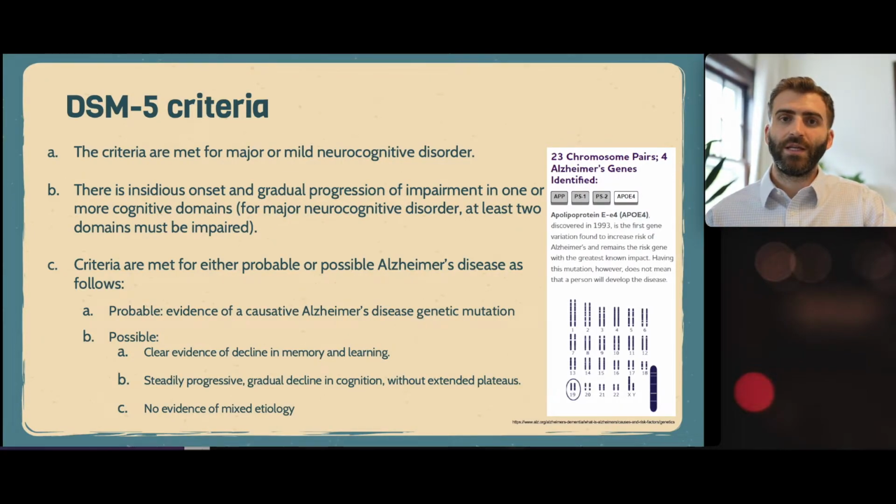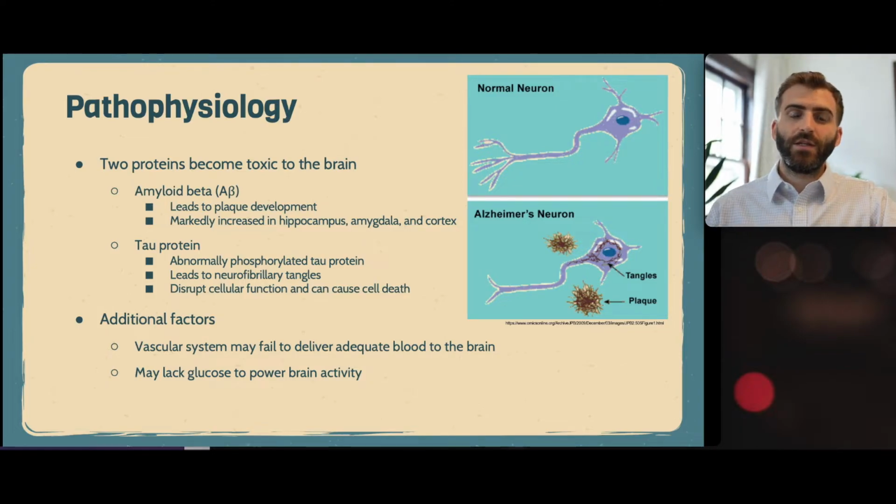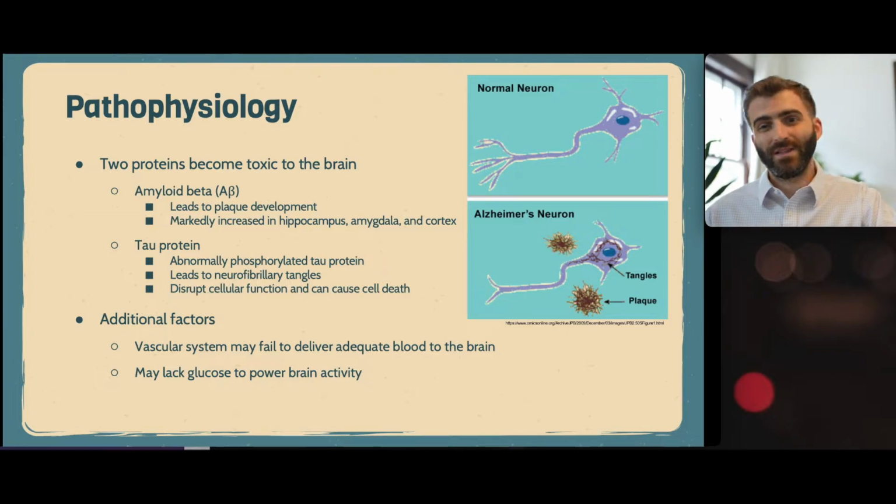DSM-5 criteria can be seen here. This is an insidious onset, and then you have to determine if the patient has probable or possible Alzheimer's disease. Probable if you have an at-risk gene, if you do a genetic test, and possible if you don't. Pathophysiology can be seen here. Protein aggregates are your big concern in Alzheimer's disease. Amyloid beta can develop into plaques outside of neurons and get in the way of neurons functioning, and tau proteins can cause neurofibrillary tangles inside cells. So it's attacking your neurons from the inside and the outside.